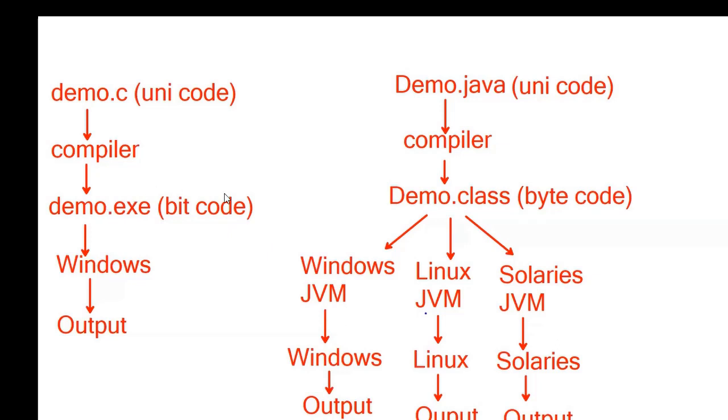The bitcode we will not see. It is stored temporarily in RAM. After execution we get the output, and after getting the output, it vanishes. The interpreter will not generate a file for bitcode. If it were given the chance to generate a file, what would we do? We would copy that file and try it in another operating system.